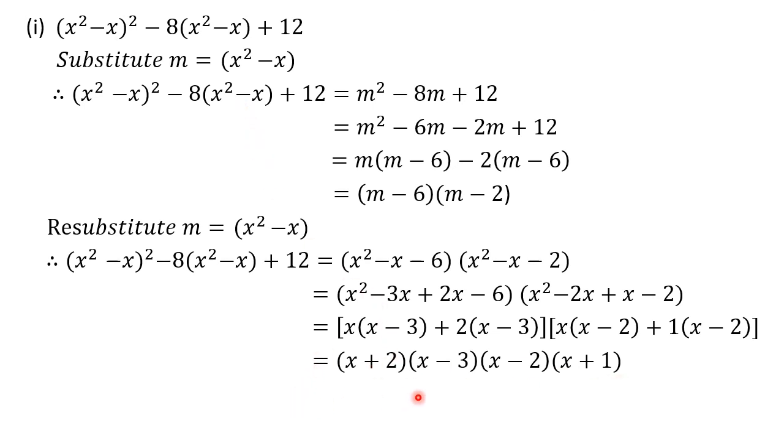Maximum number of factors are what? 4. Okay, sometimes the polynomial may not have factors also, that means 0 factors. Sometimes it can have only 2 factors. Sometimes 3 factors, sometimes 4 factors. But the maximum number of factors here are what? 4. Okay, so write it down. Now let's go ahead towards the next sum.